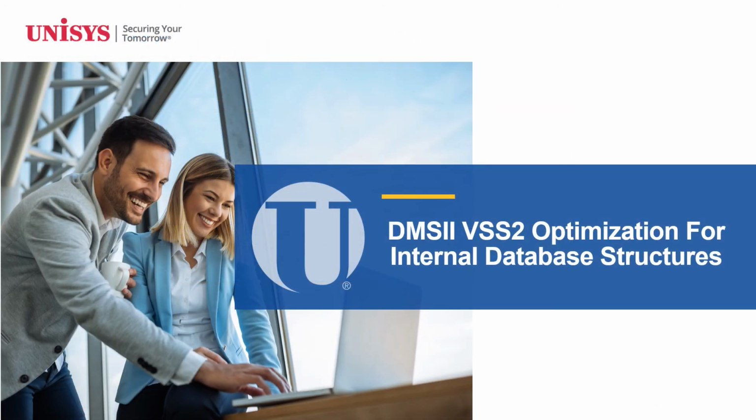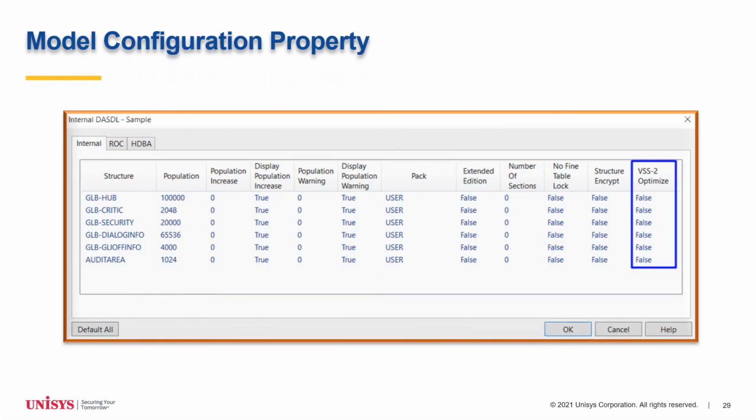Presently, users may enable VSS to optimize at the segment configuration or on individual user persistent structures. Additionally, when the segment configuration optimized block size to VSS2 is set to true or false, then the corresponding optimized block size to VSS2 settings for all user persistent structures are changed accordingly. The intention of this feature is to allow the user to selectively enable optimized block size to VSS2 on the internal database structures. This is the configuration property for internal database structures.